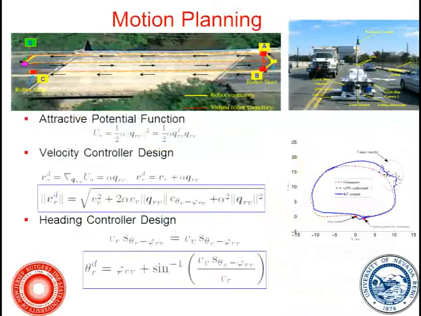We developed our motion planning, velocity controller, and heading controller to allow the robot to travel autonomously on the deck and also to avoid obstacles. We also developed our extended Kalman filter to allow the robot to localize precisely, within 2 centimeters of error on the deck, because it's very important. If the robot goes out of the inspection area, it could cause an accident with the traffic.